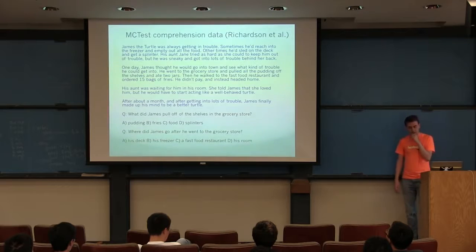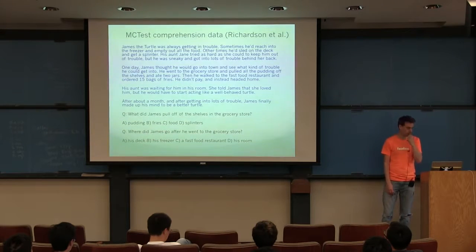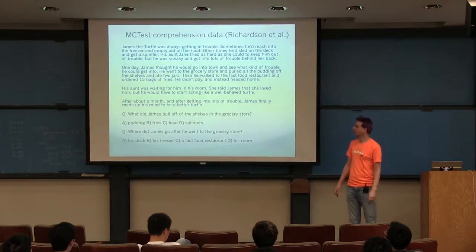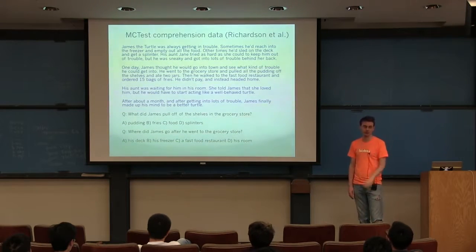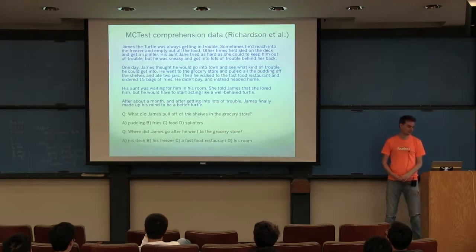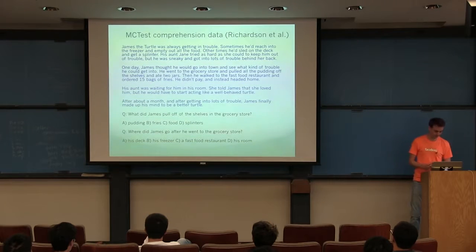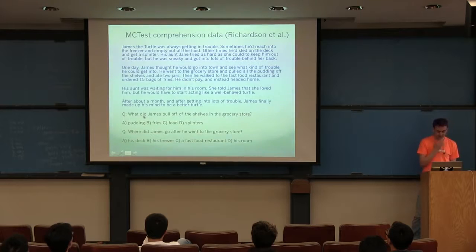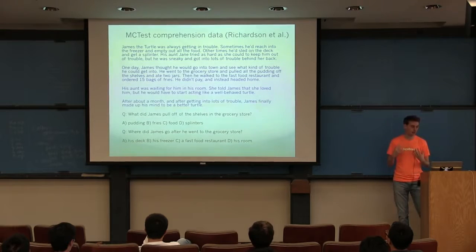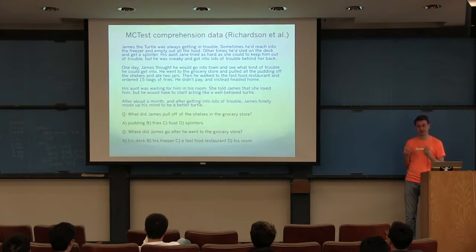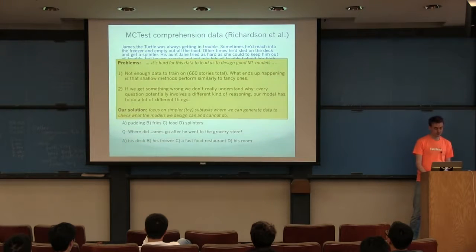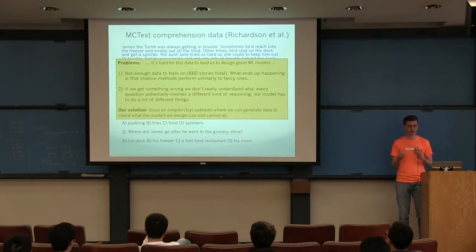So reading comprehension problems might look like this. This is a data set collected at Microsoft called MC Test. They got human annotators to write these little stories about James the Turtle, and then human annotators to write these questions and answers at the bottom here. There's a little bit of a problem with trying to train a network off this data right now: we just don't have enough labeled data. This data set, for example, is 660 stories in total.